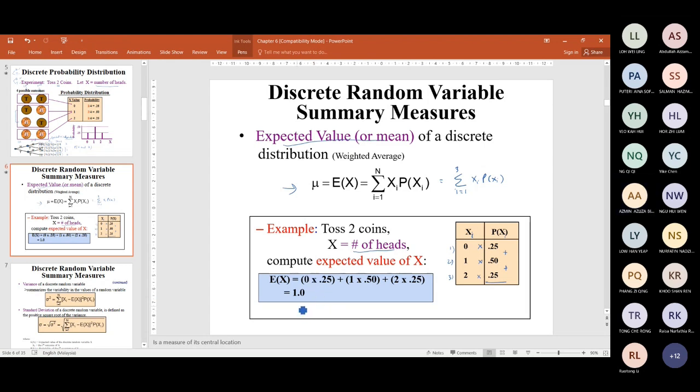So again, don't get confused with probability. This is expected value, the mean. There is no limit for the mean. It can be even 100, it can be 1,000. It depends on your values here.